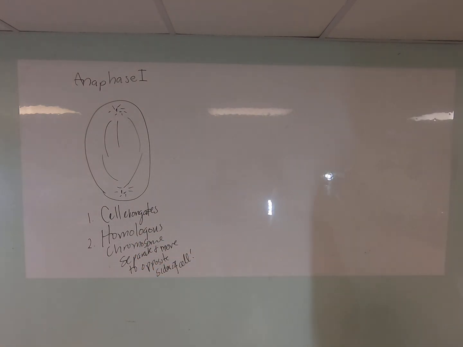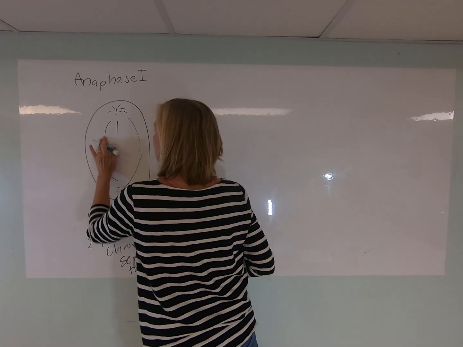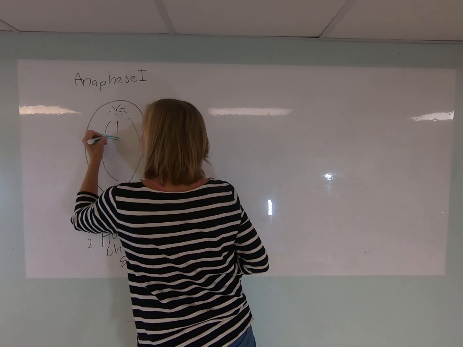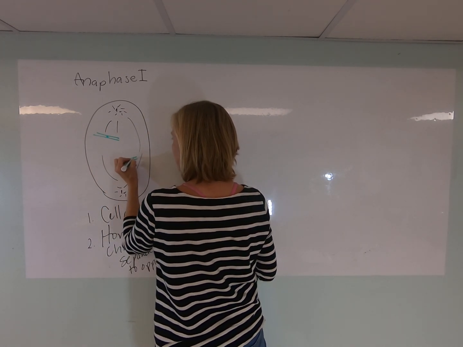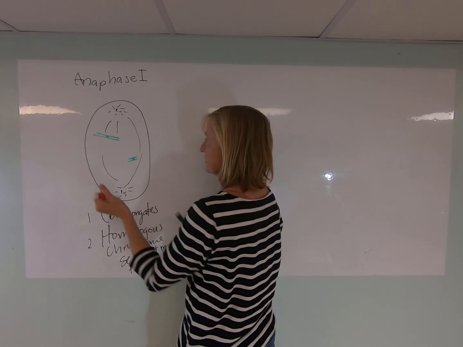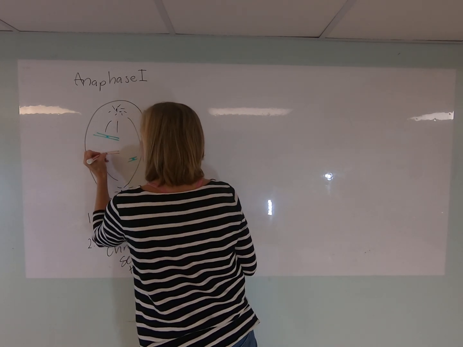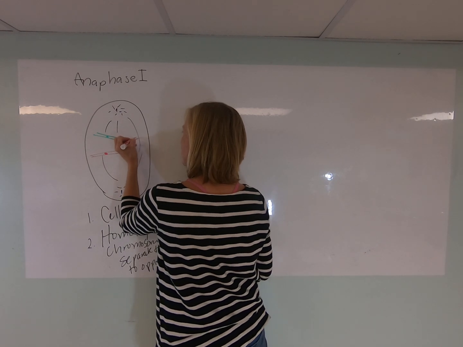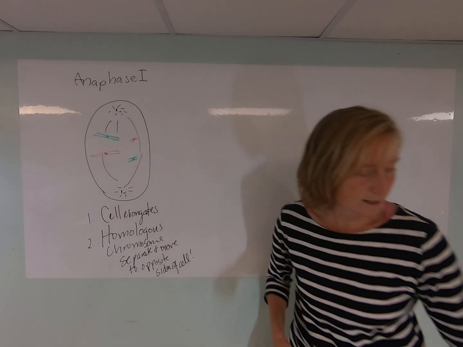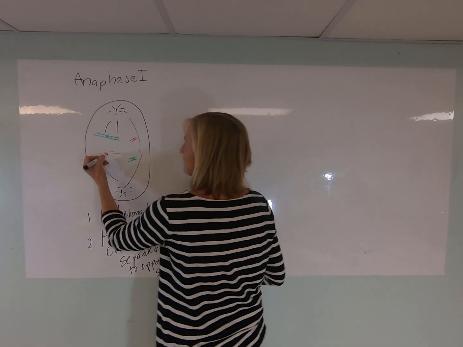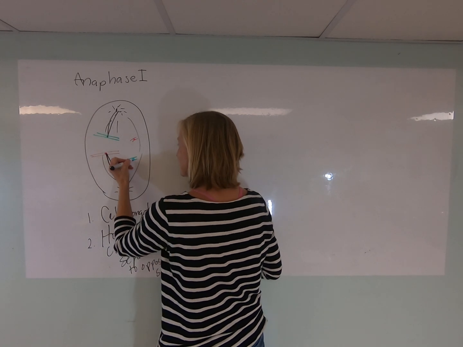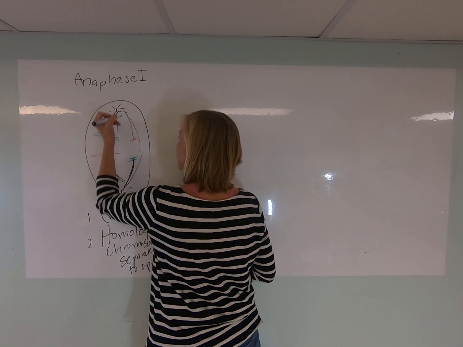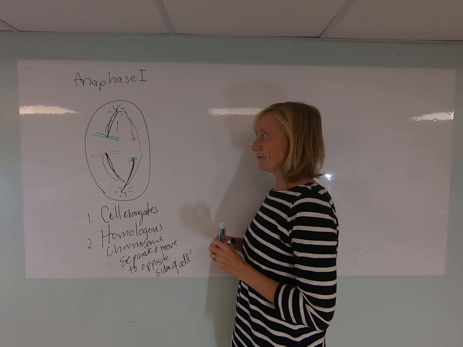If I remember what I had, I think I had a long green chromosome on top here, and the short green chromosome on bottom over here. I'm just drawing my colors at the same time. And then my long red chromosome and my short red chromosome up here. So I need to draw in the spindle fibers so that you can see that these homologous chromosomes are being separated and moved toward opposite sides of the cell.